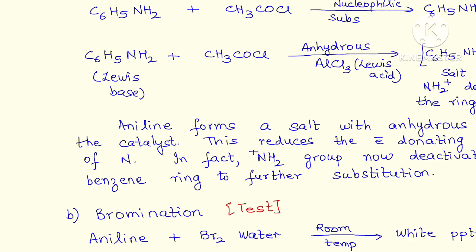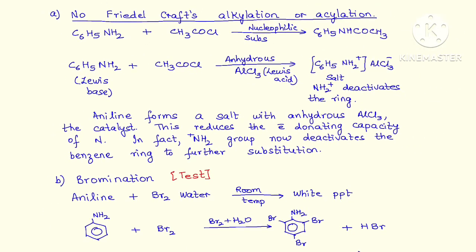So what happens over here is the Lewis base and the Lewis acid combine to form a product. Yes, you have the ion over here, C6H5NH2 positive. They are going to form, yes, obviously a salt, an acid and a base combining to give us a salt as the result.